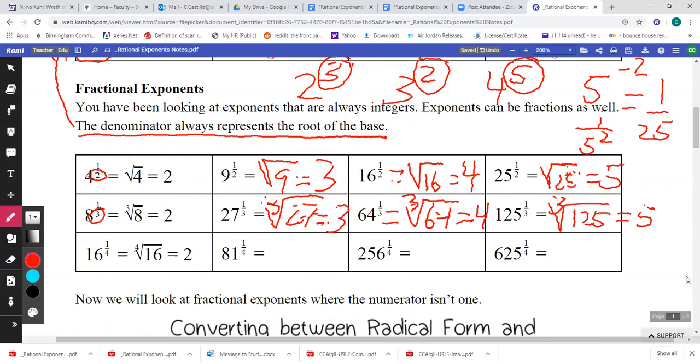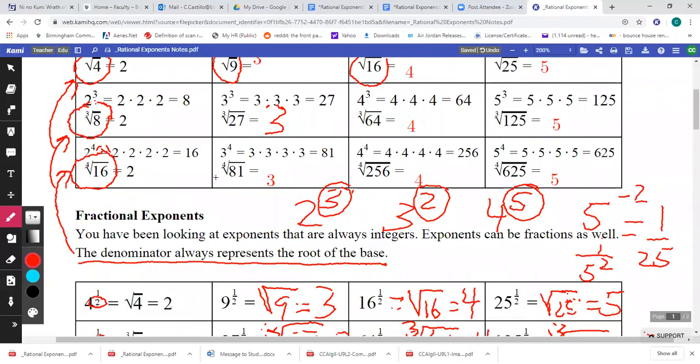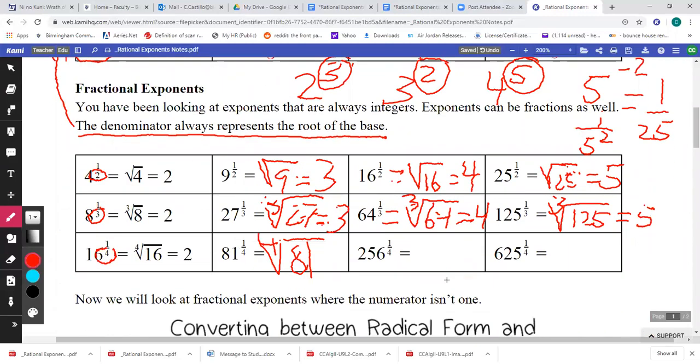And then now we could keep going on. If I have 1/4, and the 4 this time is my denominator, right? Now I'm talking about the 4th root. So what number multiplied by itself 4 times is 16? That's 2. So if I have 81 to the 1/4, it's really, the 4 goes here. And so now I rewrite it as a radical like that. And so what is the 4th root of 81? What number multiplied by itself 4 times is 81? Well, we already did that up here, right? And that's 3.